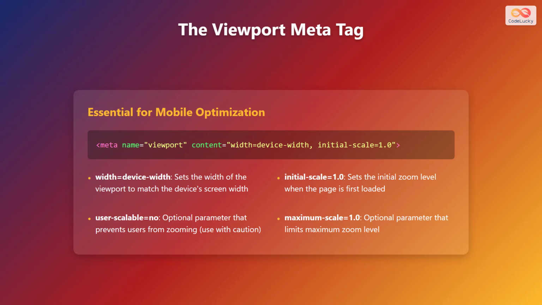initial-scale equals 1.0. The width equals device-width part of the content attribute sets the width of the viewport to match the device's screen width. The initial-scale equals 1.0 sets the initial zoom level when the page is first loaded. You can also use user-scalable equals no, which is an optional parameter that prevents users from zooming. It should be used with caution because it limits accessibility. Additionally, maximum-scale equals 1.0 is an optional parameter that limits the maximum zoom level.